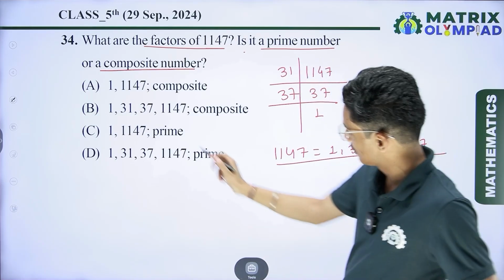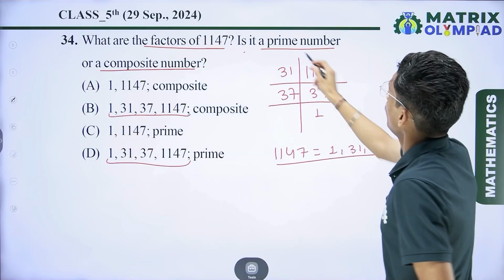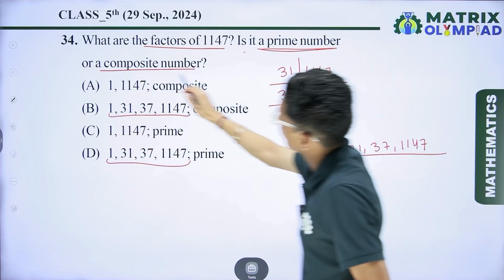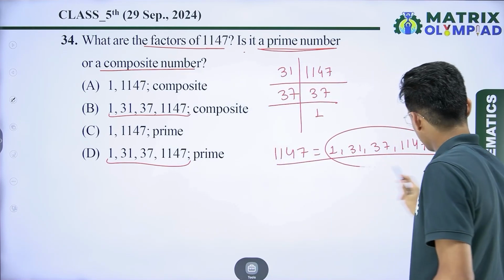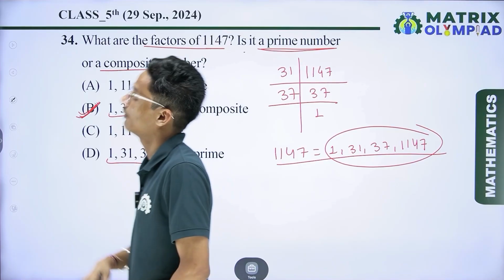So which one is the correct option? Here option number B and option number D are both okay. Now, is it a prime number or composite number? Here this number is a composite number, so option number B is the correct answer.